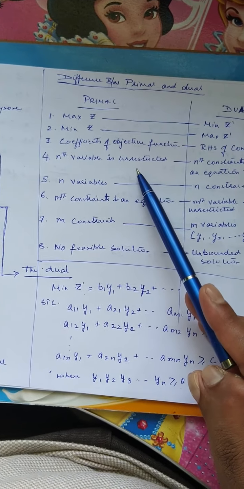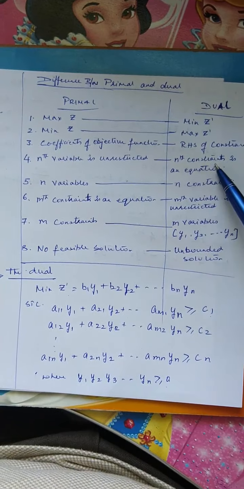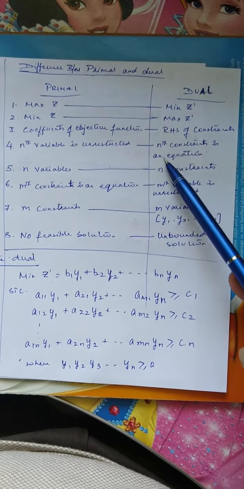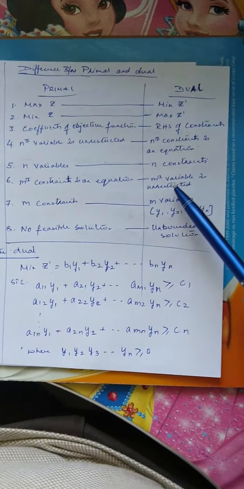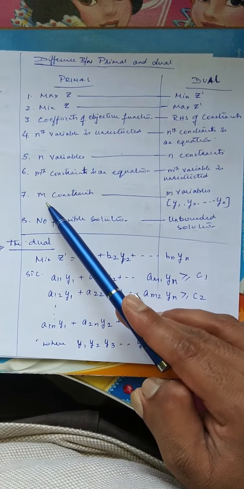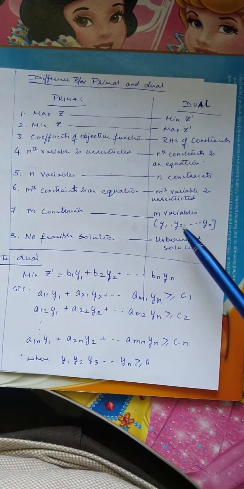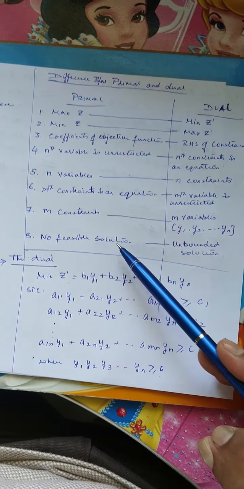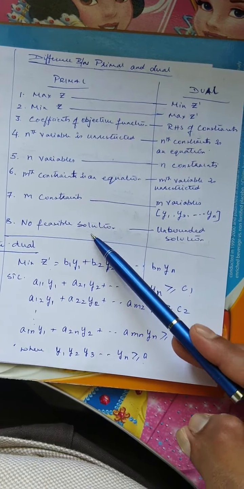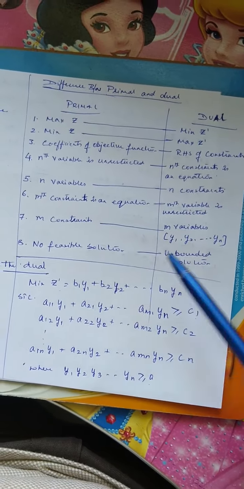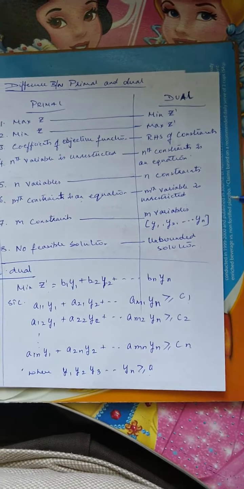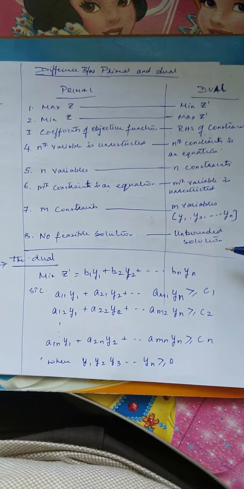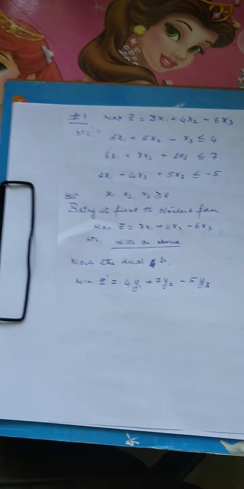Nth variable, if it is unrestricted, which I am going to explain a bit later on, the nth constraint in the dual becomes an equation. N variables, n constraints. Similarly, if the mth constraint is an equation, the mth variable is unrestricted. If there are m constraints in the primal, they will become m variables. If the primal has no feasible solution, the dual of that particular LPP will have an unbounded solution. So I request all of you to make note of all of these differences. We will elaborate on them a bit later on.